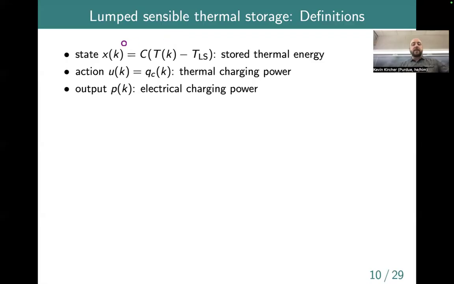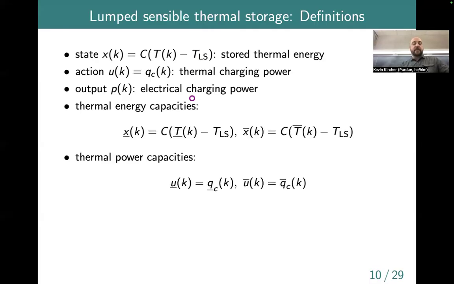Okay, so here, again, slightly confusing, but we introduced what we call a datum for the thermal energy. So a baseline temperature at which we say that the energy is defined to be 0. So here the energy storage is defined as C, the capacitance of the storage medium, times its actual temperature minus the baseline temperature there. And then our action here is just the thermal charging power, and the output is just the electrical power.